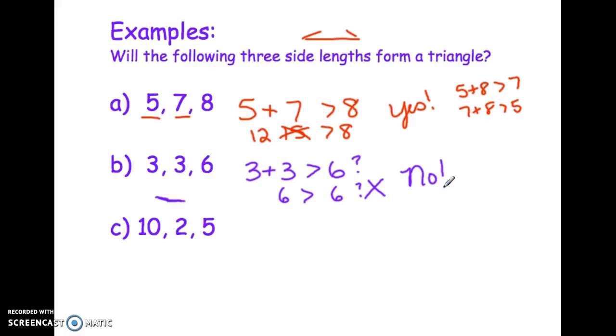Okay, the last one, try this one on your own and see what happens. 10, 2, and 5. Okay, I hope you noticed that I tried to trick you here. I hope you picked up on it by throwing it in so it wasn't in order least to greatest. So again, I'm going to check the short two sides. 2 plus 5, is that greater than 10? 2 plus 5 is only 7. It's not greater than 10. So no, this does not make a triangle.